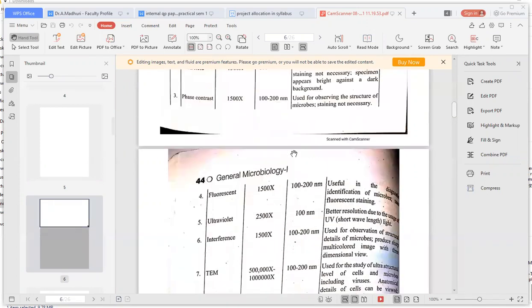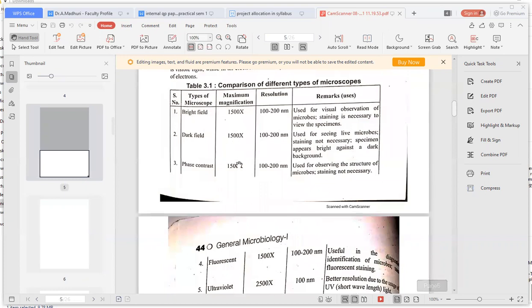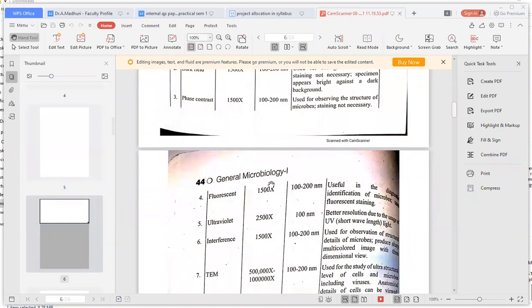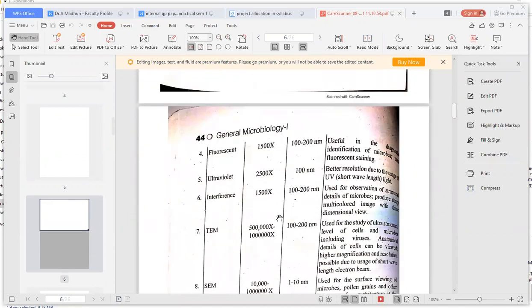At least remember this: for all the light microscopes, or all the normal microscopes, the resolution is around 100 to 200 nanometers. This much you can remember. Next, magnification is 1500x for all the microscopes. For UV microscope, it is not in your syllabus, I believe. If it is there also, it is 2500x magnification, and 100 nanometers is their resolution. Interference microscope also we won't study.